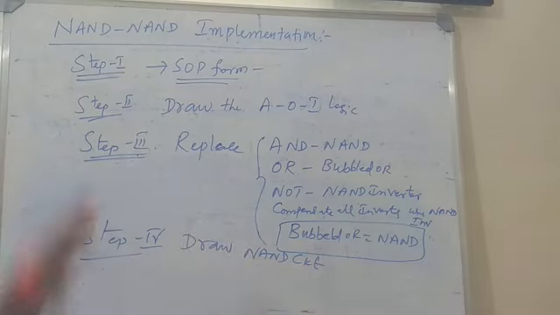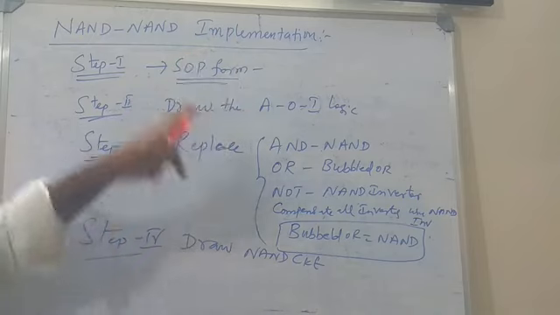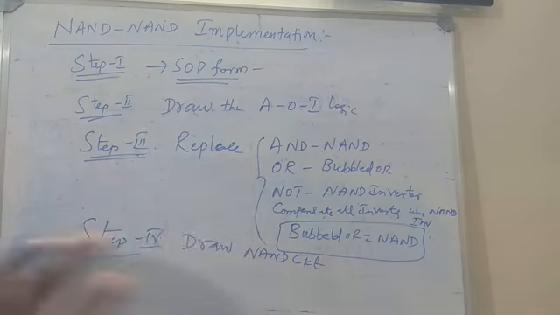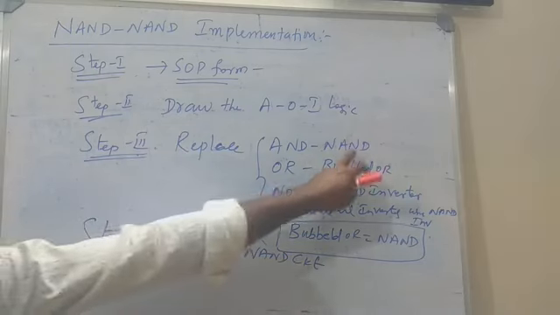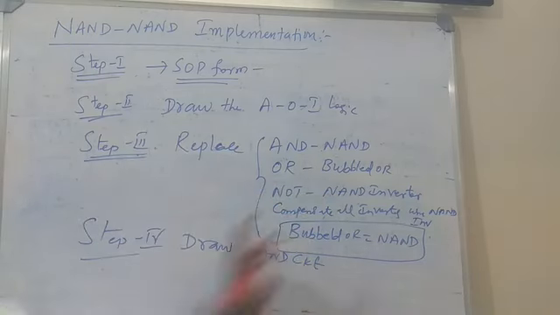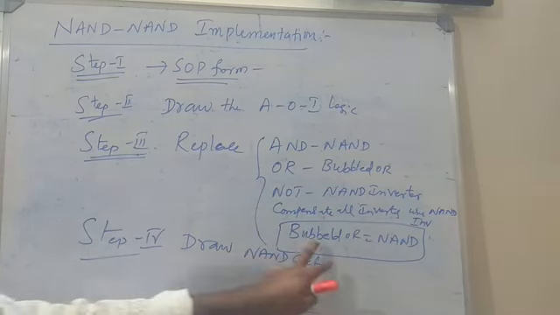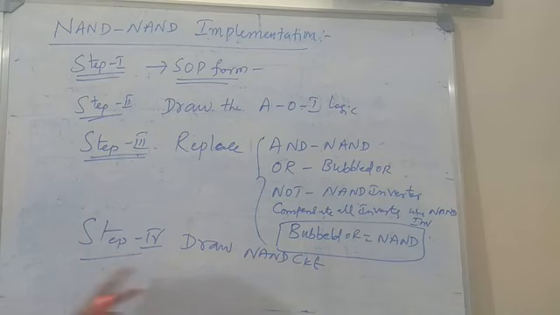So what is the first step? Whatever the given logical expression, you simplify it using either Boolean laws or a K-map, in terms of SOP form. After simplification of that logical equation, draw the AOI logic, that is, implement it using basic AND, OR, invert gates. Third step: replace AND by NAND, OR by bubbled OR, NOT by NAND inverter, and compensate all inverters, which I will explain, and bubbled OR is equal to NAND. These are the steps to follow in step 3. And step 4: draw the final NAND circuit.